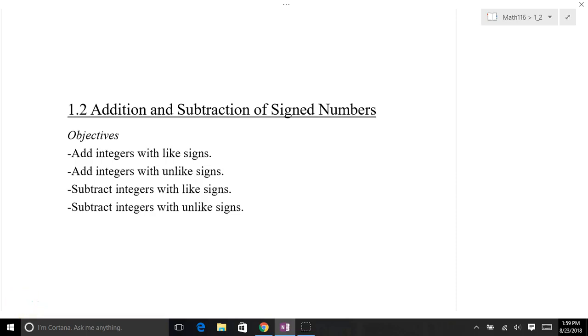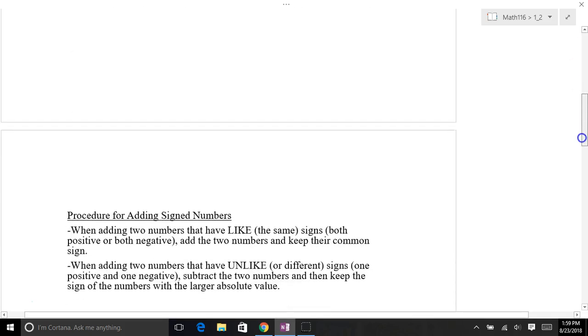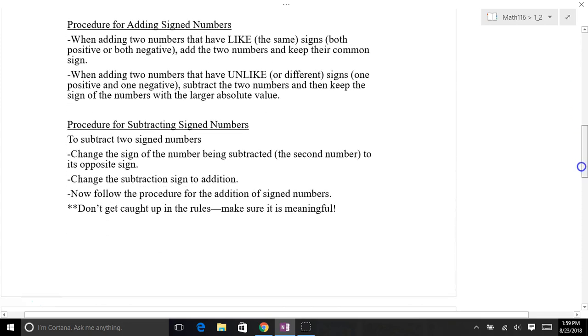We're going to look at addition and subtraction of signed numbers. Let's look at adding integers with like and unlike signs. Down here are some examples. First, let's talk about the procedure.